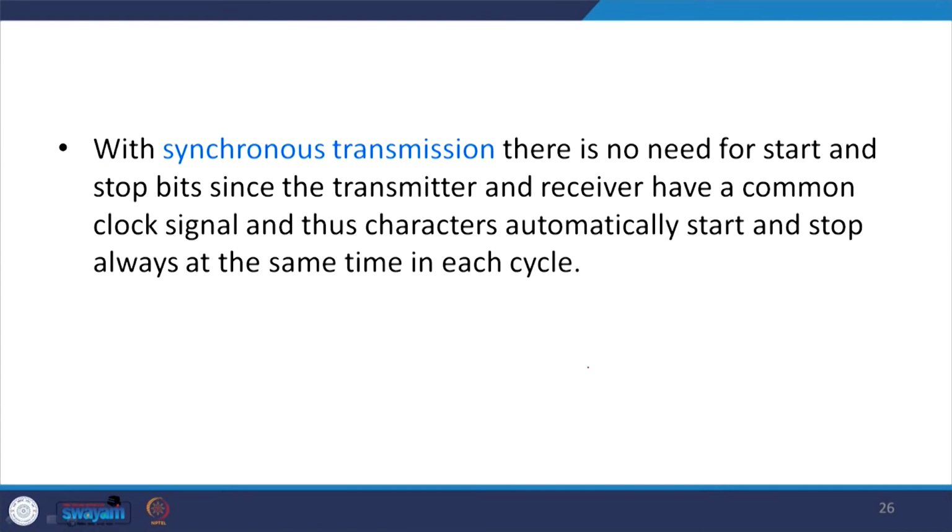With synchronous transmission, there is no need for start and stop bits, since the transmitter and receiver have a common clock signal, and thus characters automatically start and stop always at the same time in each cycle. Now, let us look at the rate of data transmission.